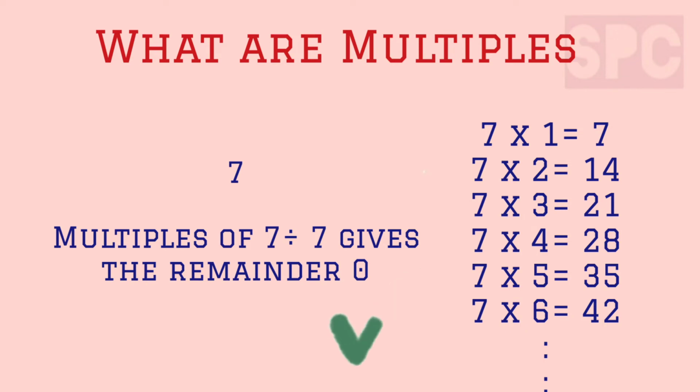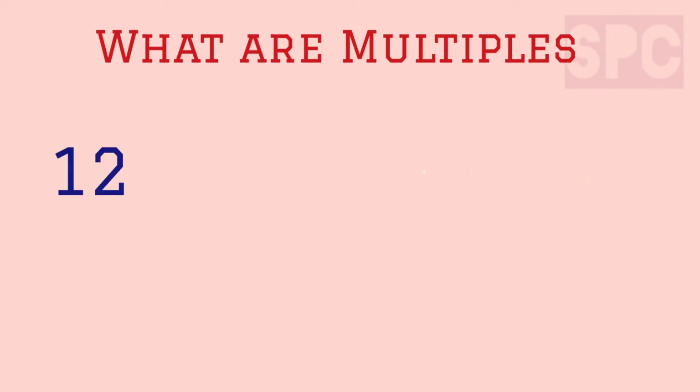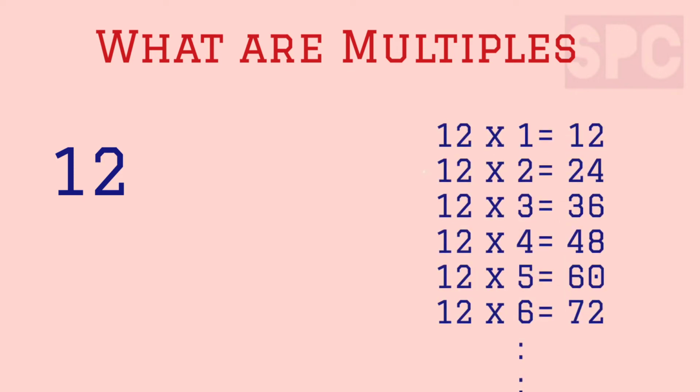So similarly, let's take another number 12. When you read the table of 12, 12 ones are 12, 12 twos are 24, 12 threes are 36, 12 fours are 48 and the table continues. So all these numbers which are written on the right hand side of the equal to, 12, 24, 36, 48 etc., these all are the multiples of 12. So whenever you are asked to write multiples of any particular number, you have to read the table and whatever you get on the right hand side of the equal to, they are the multiples of that particular number.